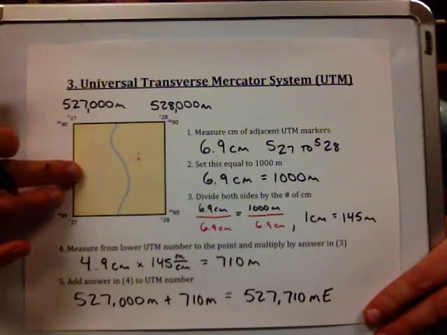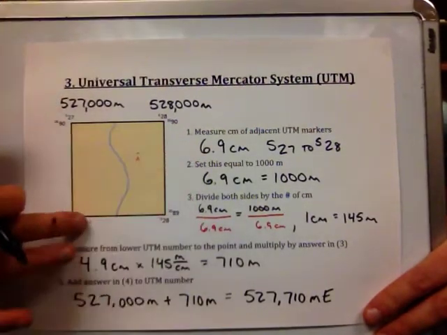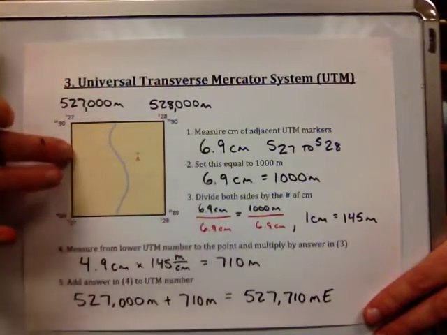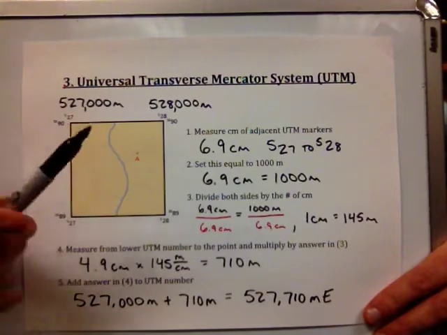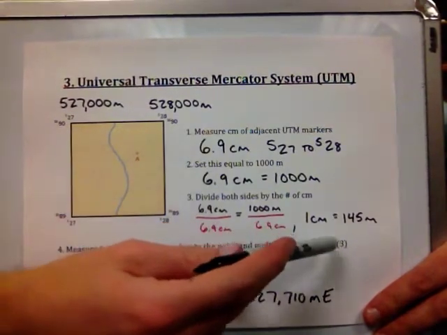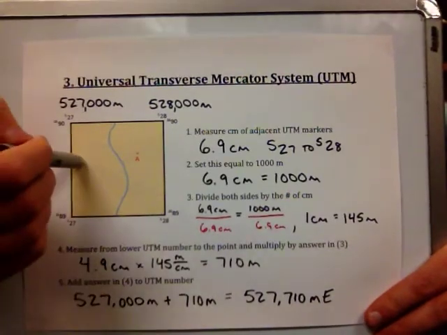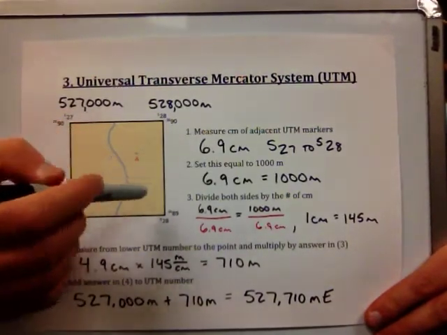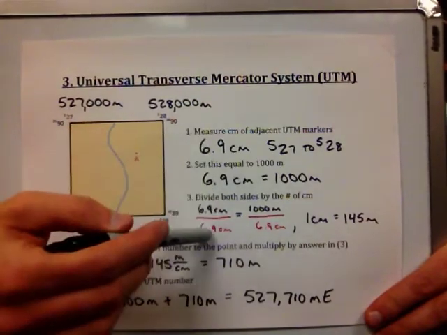You measure between two adjacent UTM coordinates with your ruler. You set that equal to 1,000 meters. You divide both sides by the number of centimeters. The great thing when you use UTM is that whatever conversion unit you got, which we got 1 centimeter equals 145 meters, for the east-west measurement is the exact same for the north-south. So really you only need to do this once.